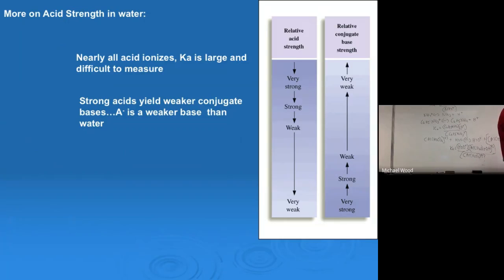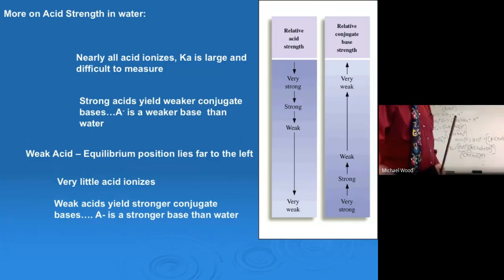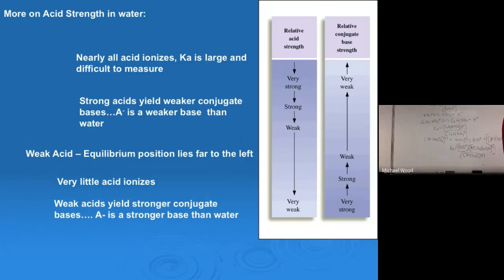So strong acids yield weaker conjugate bases. A negative is a conjugate base. It's the anion in an acid. It is a weaker base than water. And there's a couple things I'm going to write on the board here. That's the key thing there. And then here, a weak acid yields a stronger conjugate base. So the point is, and again, there's a couple little diagrams that are helpful for me that I'm going to write on the board here.